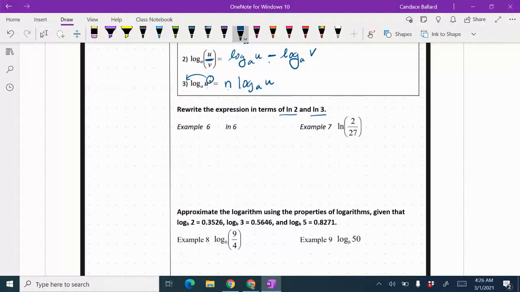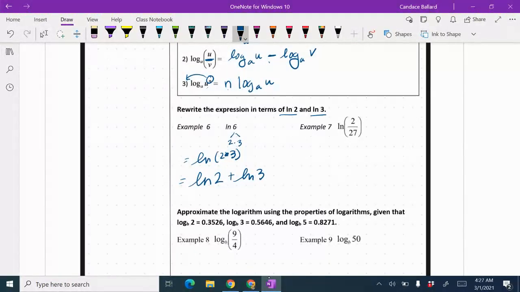So I'm going to start by figuring out what does 6 break into. So I know 6 breaks into 2 times 3. So another way I could rewrite that is the natural log of 2 times 3. I notice I have multiplication, and I just learned that multiplication turns into addition. So I could rewrite that as the natural log of 2 plus the natural log of 3.